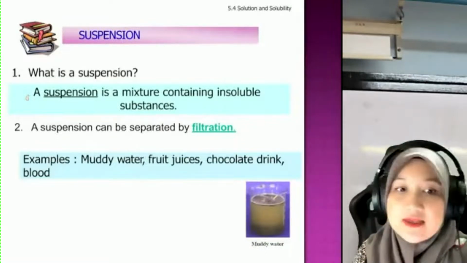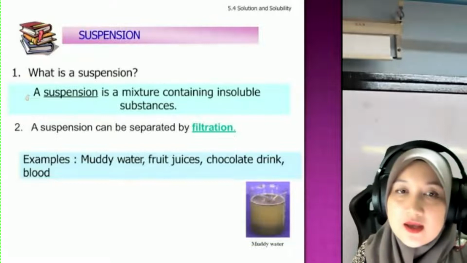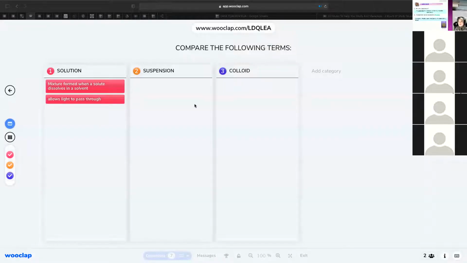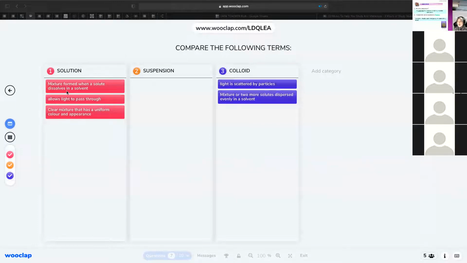In here we can see some of you have responded already. So here, solution: a mixture formed when a solute dissolves in a solvent. But how about the suspension and colloid? We have already settled the solution. Solution is the combination of solute and solvent. How about the suspension and colloid? What are the differences between suspension, colloid, and solution? You don't necessarily have to answer the solution first. You can answer for the suspension and colloid too. Come on, guys. I would like to see your answer now.